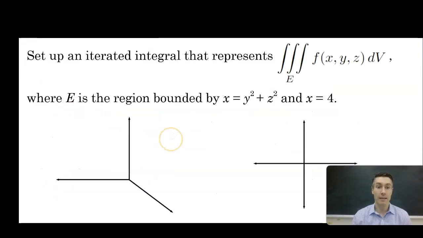So looking at an example of a type 2, set up an iterated integral that represents the triple integral over the region E, function f of x, y, z, dV, where E is the region bounded by x equals y squared plus z squared and x equals 4. So we now have an elliptic paraboloid and a plane that define the region.